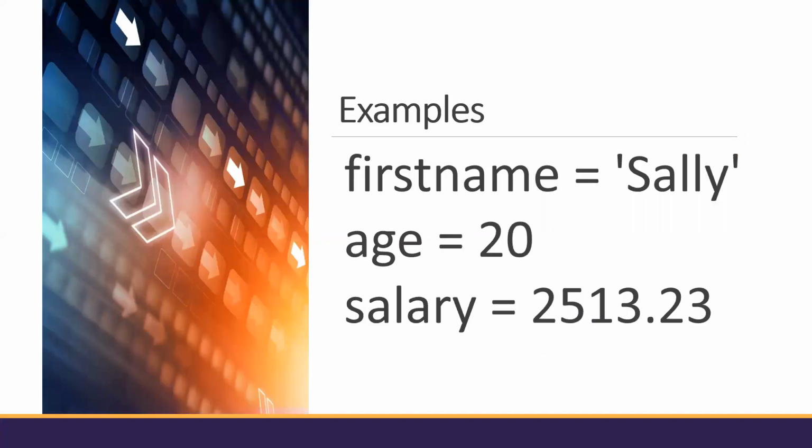Here we have several examples of how to use data types. The first one is we're assigning Sally to first name. Now, Python automatically knows that this is a string value that's assigned to first name. The second example we have is age equals 20, and Python automatically knows that 20 is an integer, and that's assigned to the variable age. Salary equals this number with the decimal place here, and Python automatically knows that this number is a float. That means a number with decimal places, and this number is assigned to the variable salary.